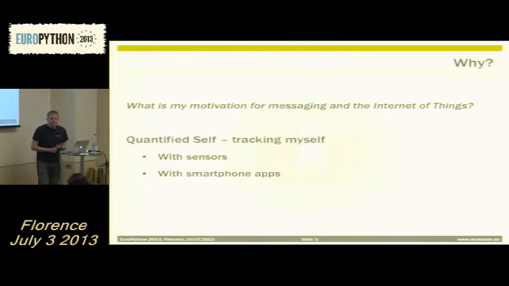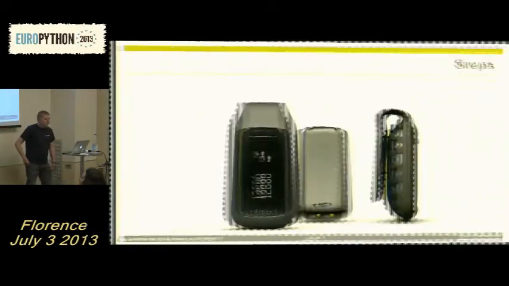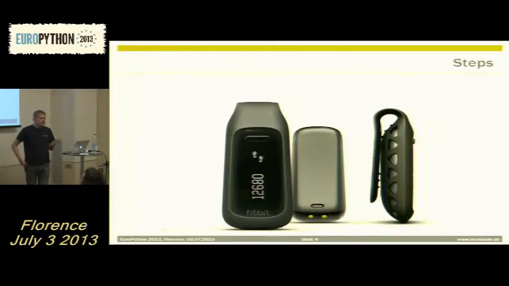There are many, many sensors on the market. Almost every day new sensors are coming out that you can attach to your body. And of course with smartphone apps. A couple of examples. One example is this Fitbit step tracker. It's this size, you can attach it to your trousers or put it somewhere else, and it counts your steps and your sleep quality and so on.